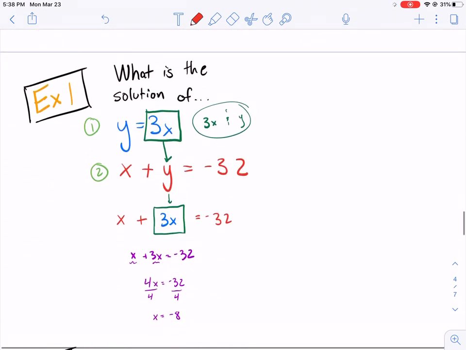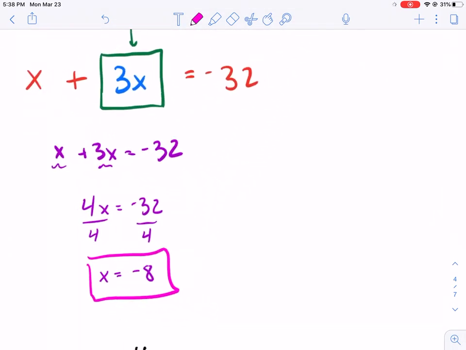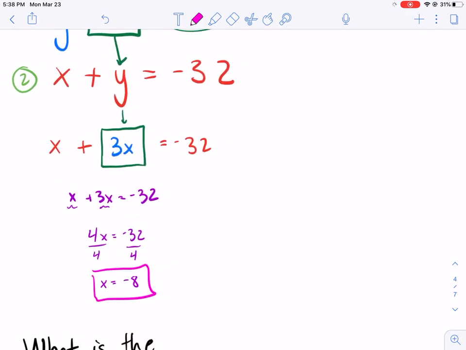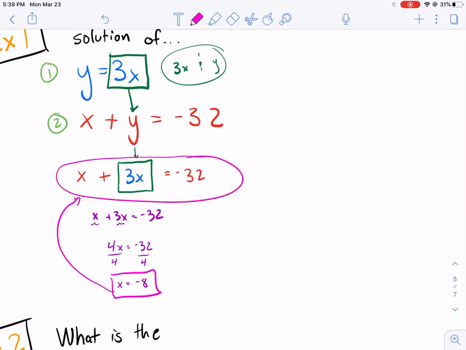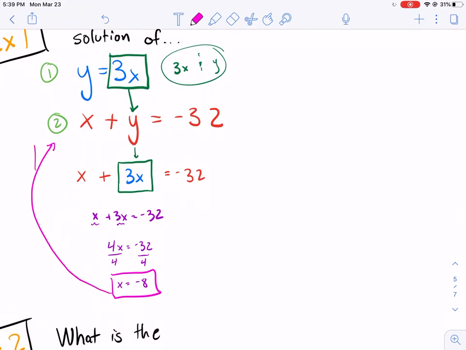Now, what can we do with this? Well, once I have x equals negative 8, I can plug this x into either equation. And we're talking about up here. Now, why would I not want to plug it in here? Well, the whole goal is to find y. And if I plug it into something that doesn't have y, what's the point? Okay, so I'm going to plug it into 1 or 2. I said that backwards. 2 or 1, okay?